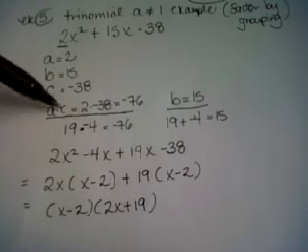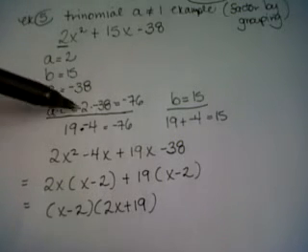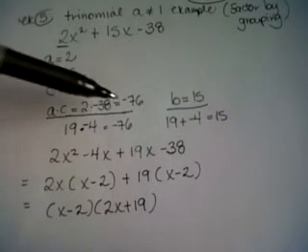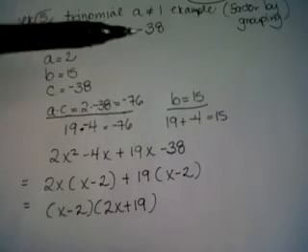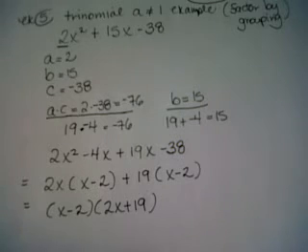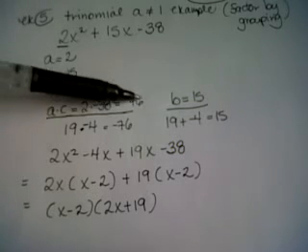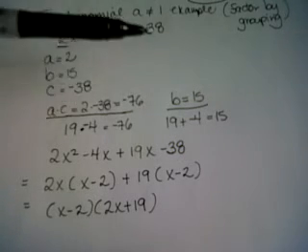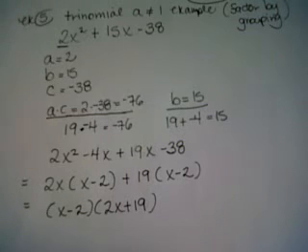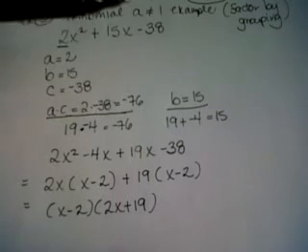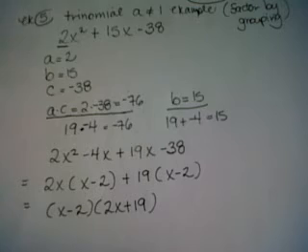I am then going to go a times c, and a times c is 2 times a negative 38, and that gives me a negative 76. I list my b value, which is 15. I look for factors of negative 76 that will add up to 15, and it just so happens that 19 and negative 4 will multiply to negative 76, and they will add to 15.